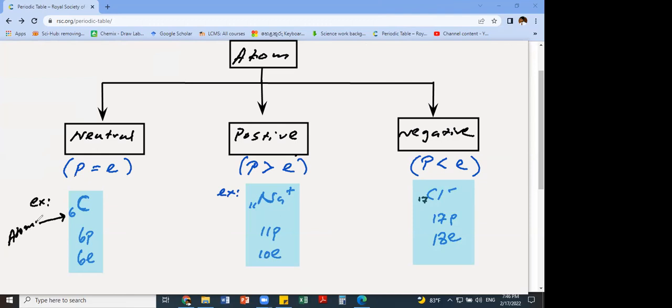carbon. What is this number called? Atomic number. It's like the identity card of the element. That is a unique number. No other element in the periodic table has atomic number 6 other than carbon. Atomic number 6 is only for carbon. So that is for the identity of this element. If you take sodium, what is the atomic number?